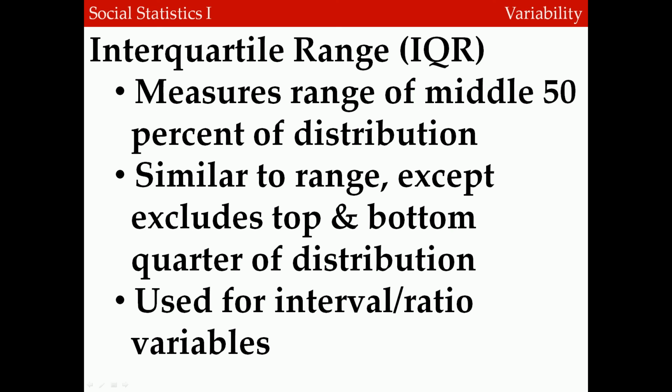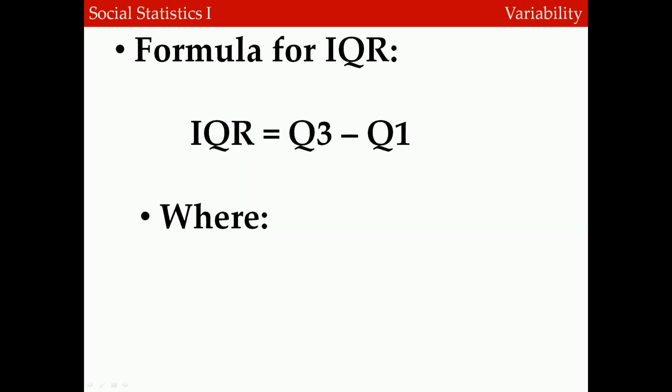Therefore, this measure basically takes only the middle 50% of the data and ignores the values at the bottom quarter of the distribution and the top quarter of the distribution, effectively getting rid of those extreme values. So this is kind of a range that doesn't take into account potentially extreme cases. And again, this is something that's used for interval ratio variables because it involves some kind of numeric calculation.